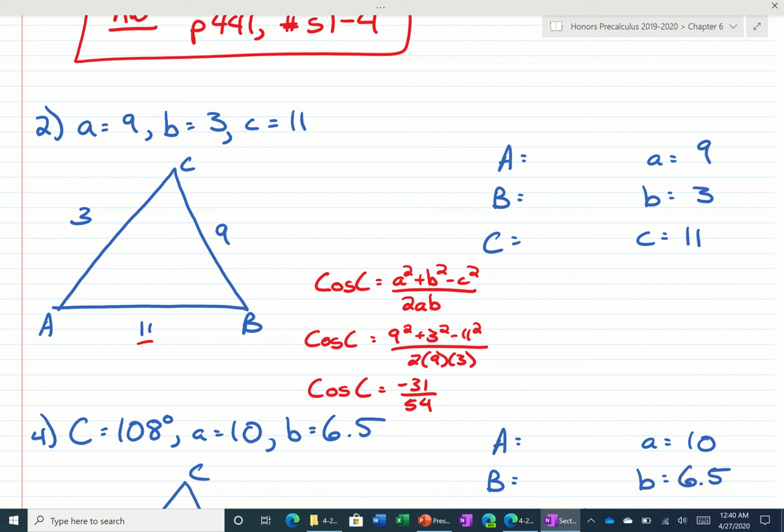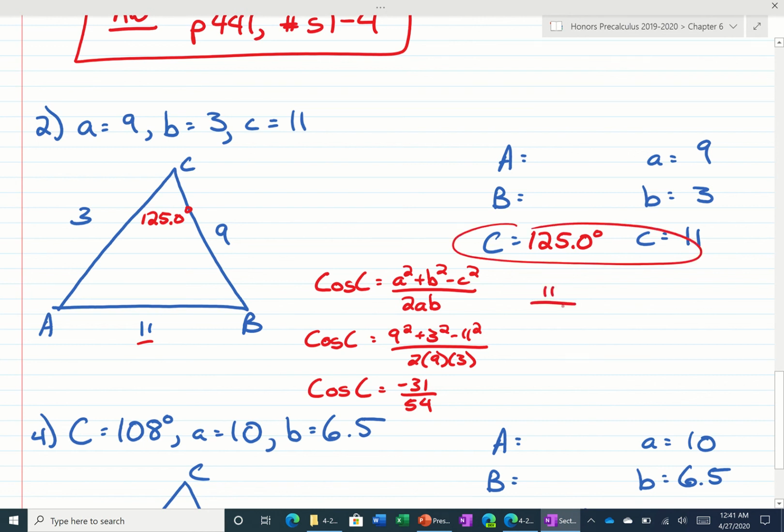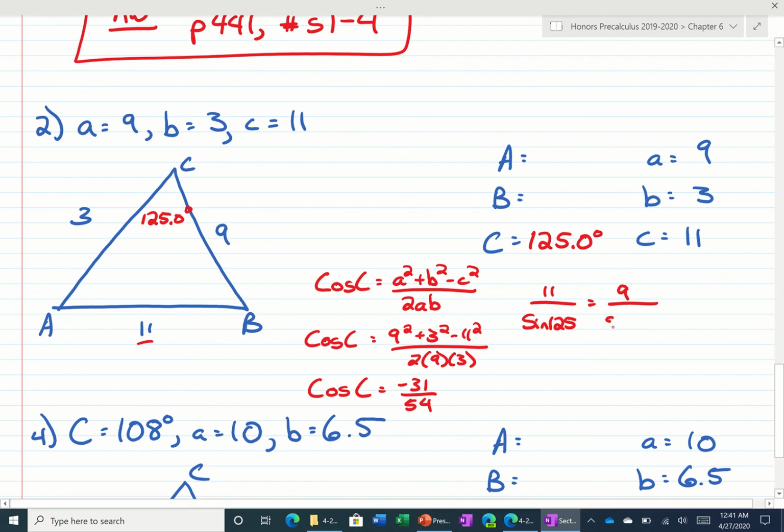Calculator is telling me that that's 125.0. You don't have to put the point 0 if you don't want, but I'll put it there. And then we're going to have a full fraction right here: side C over the sine of angle C. And it doesn't matter which angle we get first. I'll just do A because that's the one I'm looking at. We could have got angle B first.